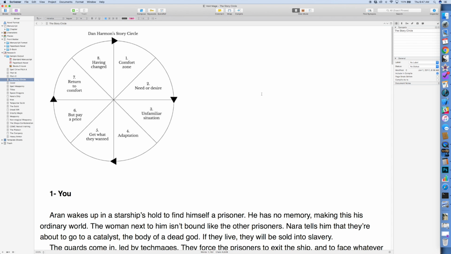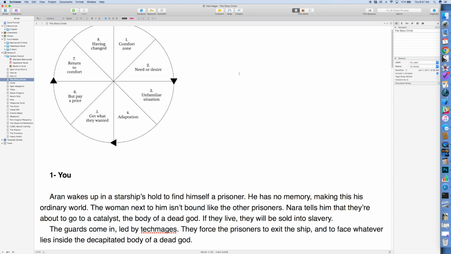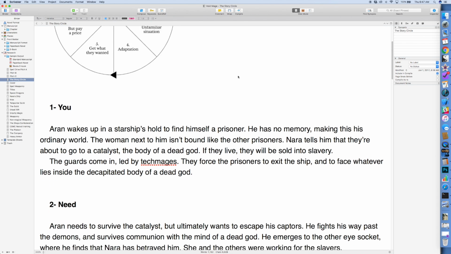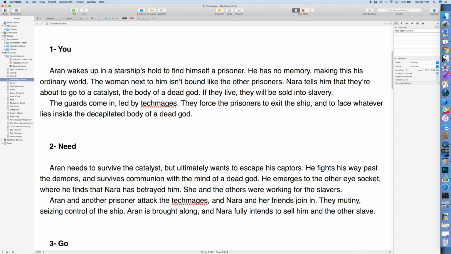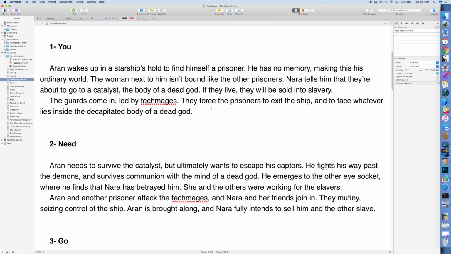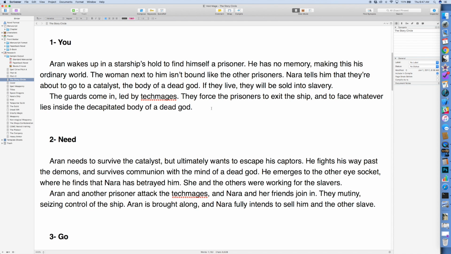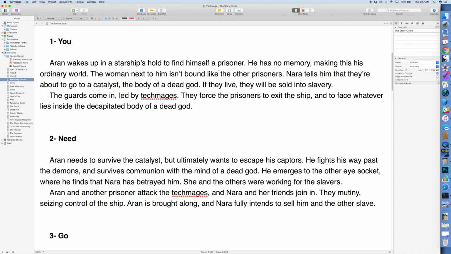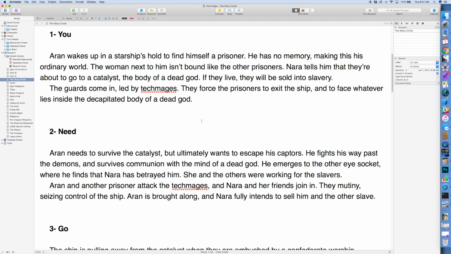And my main character is going to be one of these mages. So his comfort zone is not very comfortable. But his ordinary world, you can see here, he starts off as a prisoner in a starship with no memory. And I'm not going to read the entire description because you guys can do that yourselves. But you can sort of see how I'm hashing out his ordinary world and figuring out who Aaron is and sort of giving context and placement for the character.